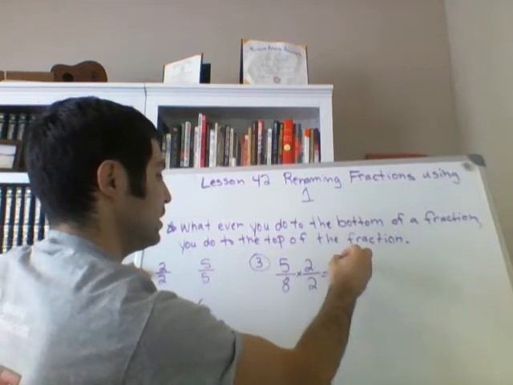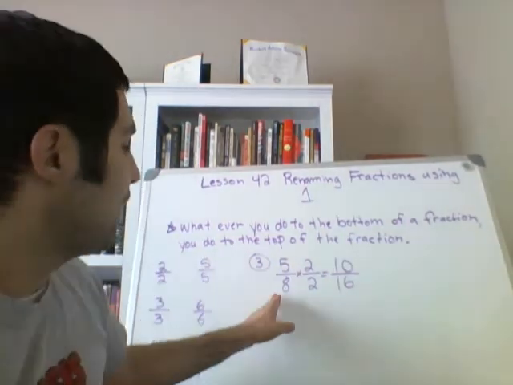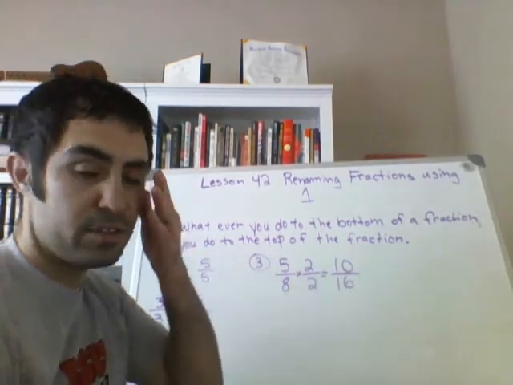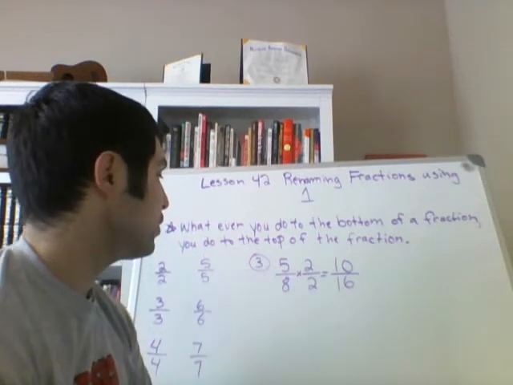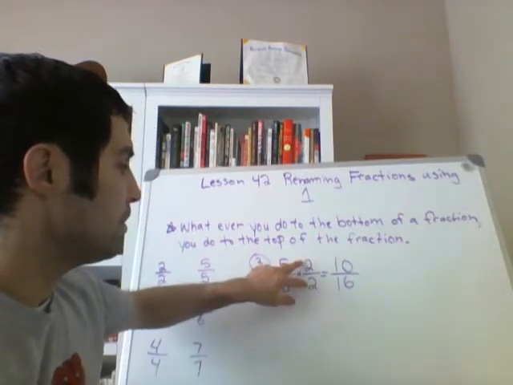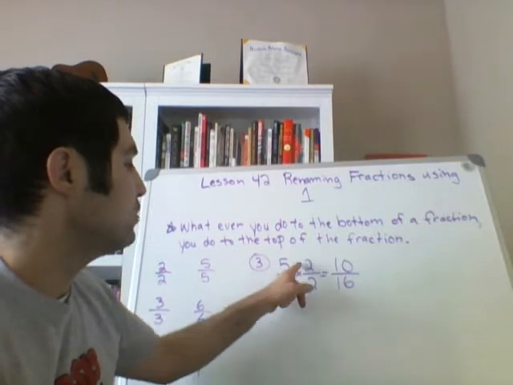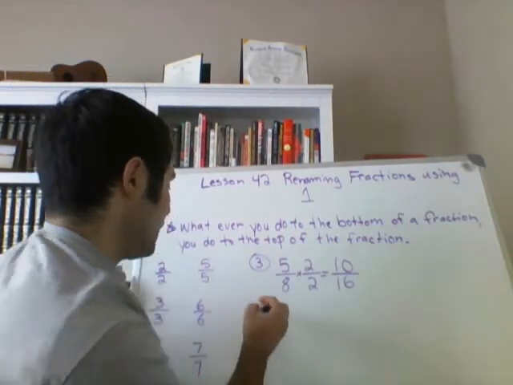5 times 2 is 10. So in this case, 5/8 equals 10/16. Those are equivalent fractions. And I know they're equivalent because I multiplied top and bottom by 2, and 2/2 is equal to 1. Alright, here's another one.